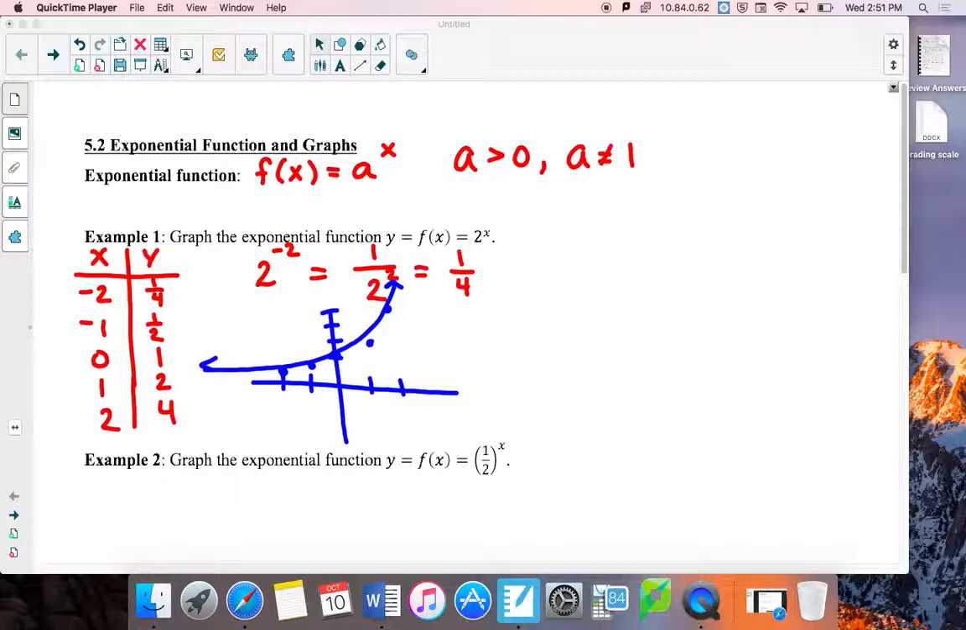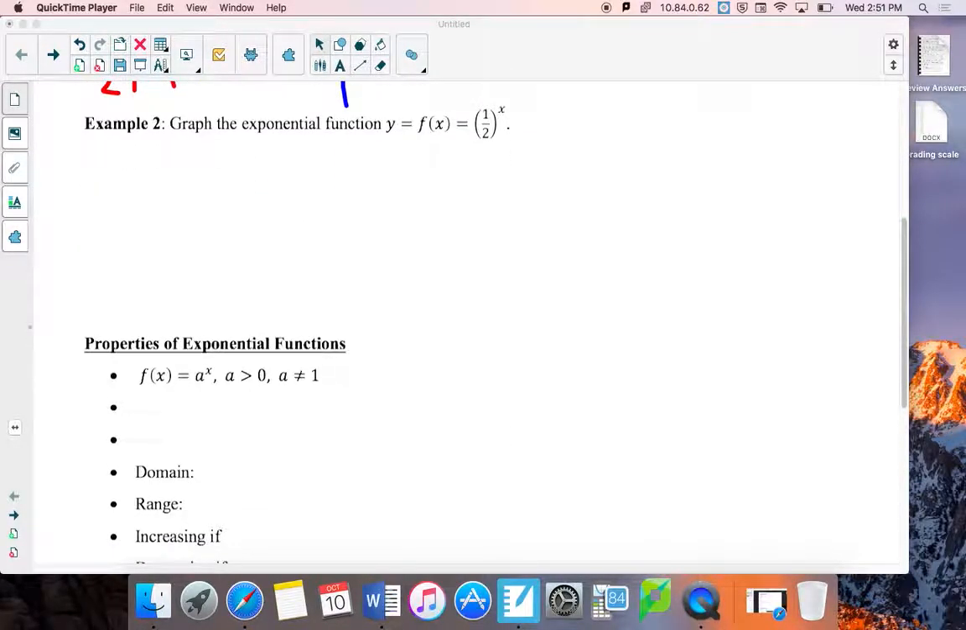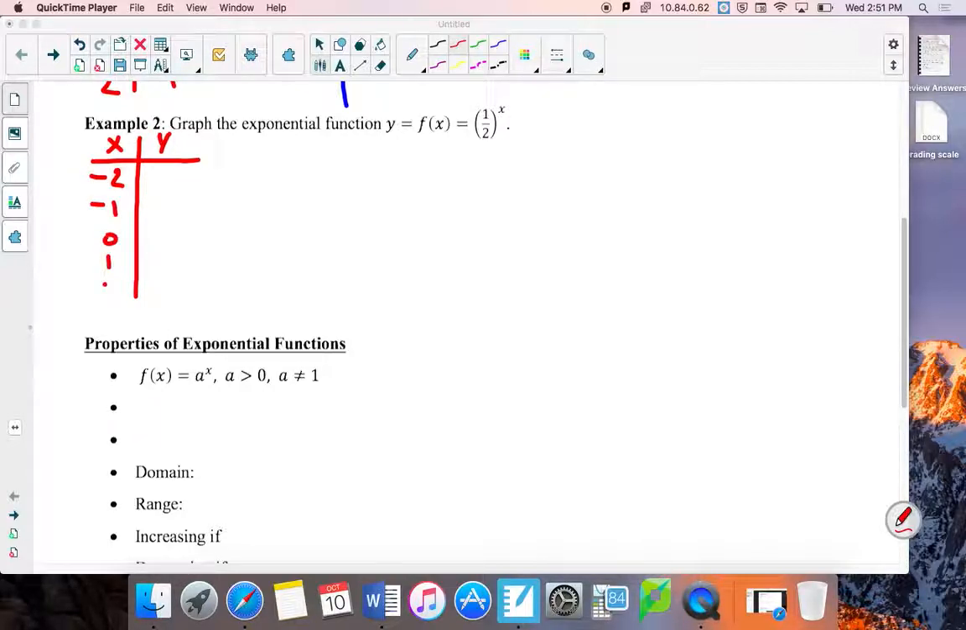All right, let's graph this next one, 1/2 to the x power. Again, I'm going to make that same table of values. If I put in negative 2 and raise 1/2 to the negative 2 power, again we take the reciprocal, so 1/2 flipped becomes 2, and then I get a positive exponent, so this one is 4. And I'm going to get a 2, a 1, a 1/2, and a 1/4. Again, if you need to write that out, please feel free.